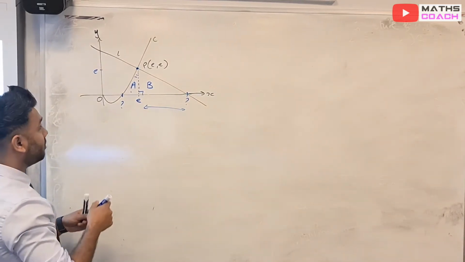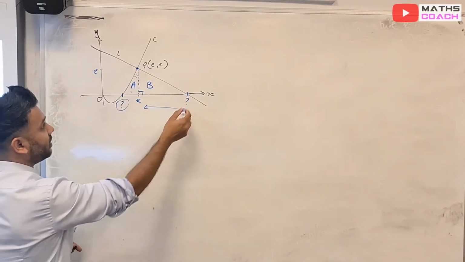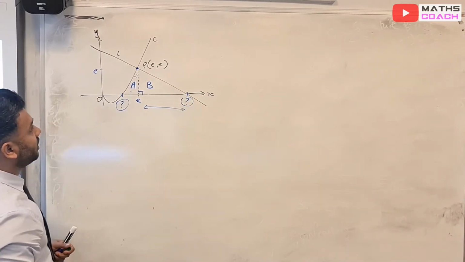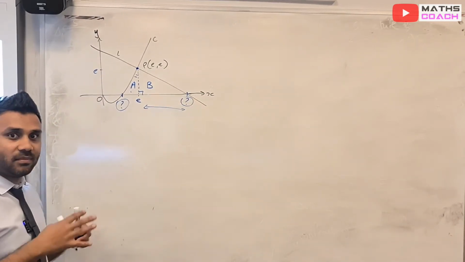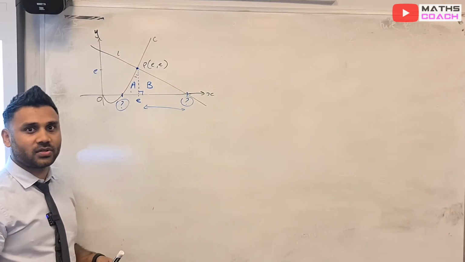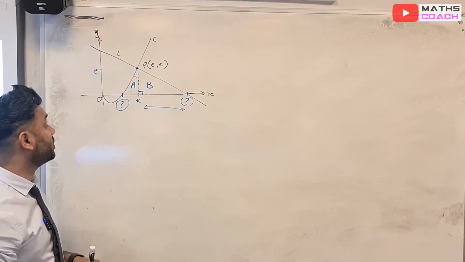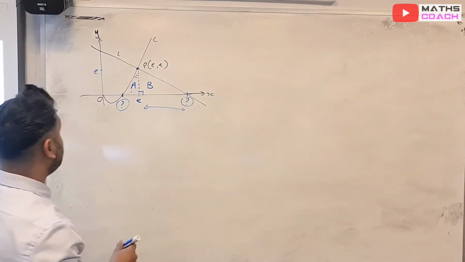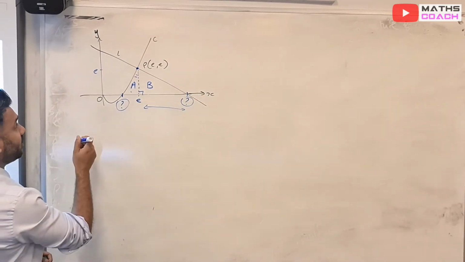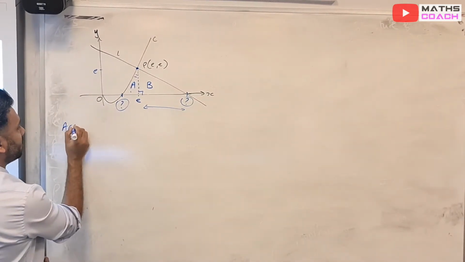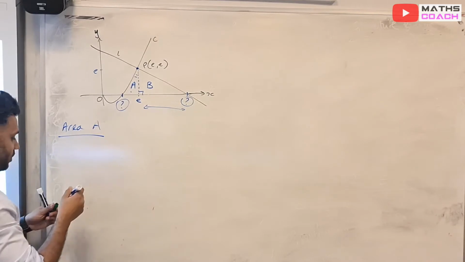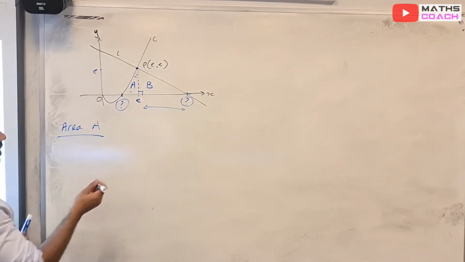Okay, so the two missing pieces of information are this value here and this value there. And once you work these out, then you're ready to tackle the question of working out the area of the shaded region. Okay, so let's start by working out the area of A. Now, to work out the area of A, we need this coordinate.